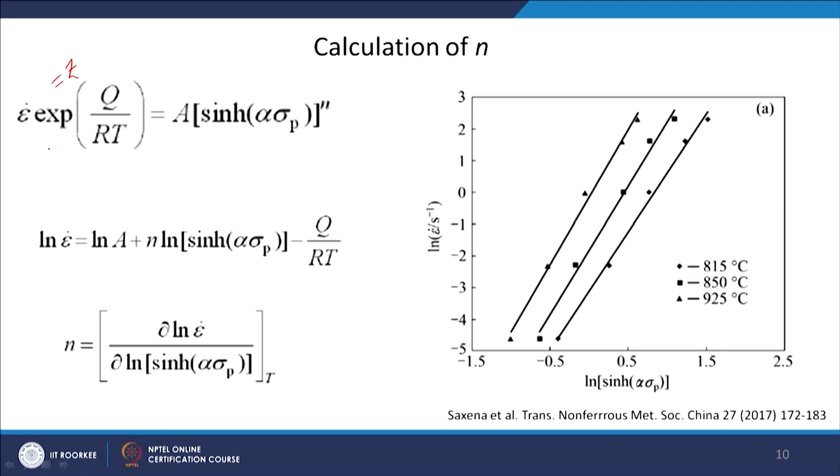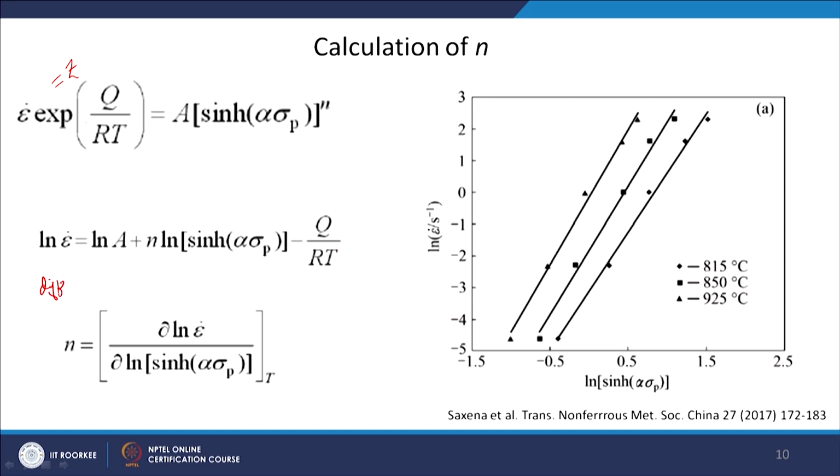Again we will take the ln on both sides. So, ln epsilon dot equals ln of A plus n ln sinh alpha sigma p. If you had taken the ln here it would have been plus Q by RT, but you have taken it to the other side of the equal sign, so it has become minus Q by RT now. So, ln epsilon dot equals ln A plus n ln sinh alpha sigma p minus Q by RT. Now again you can differentiate this equation.